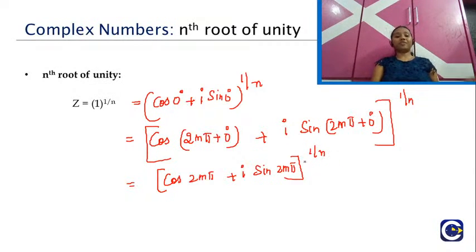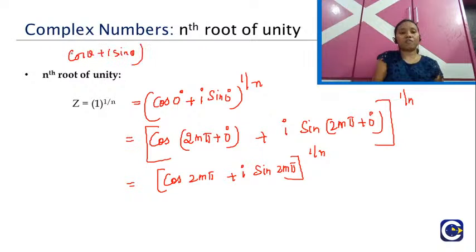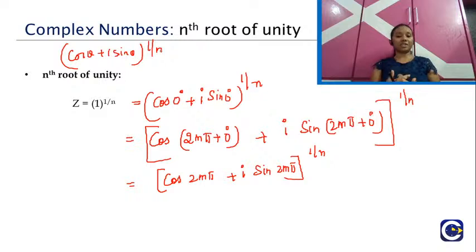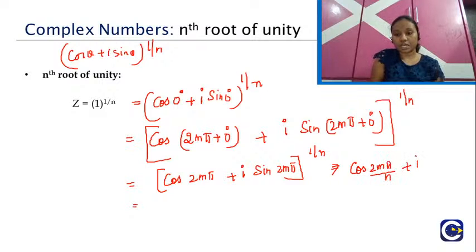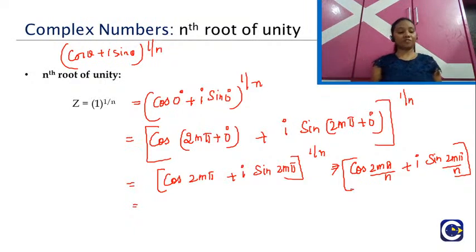Right. So now if we have cos theta plus i sin theta whole power 1 by n, we can write this according to De Moivre's theorem. The power present here becomes the coefficient of our argument, so this will become cos of 2m pi by n plus i sin of 2m pi by n. This is according to De Moivre's theorem, which we learnt in our previous class itself.